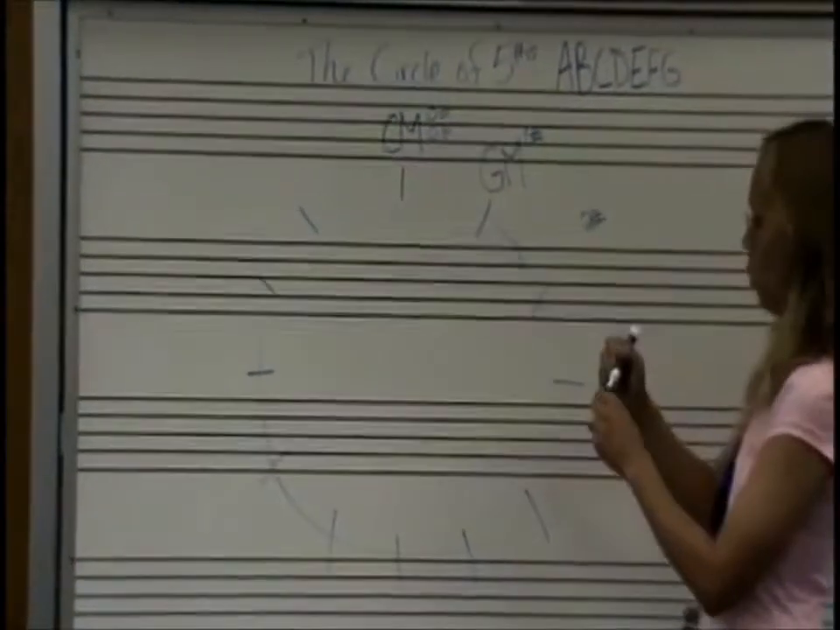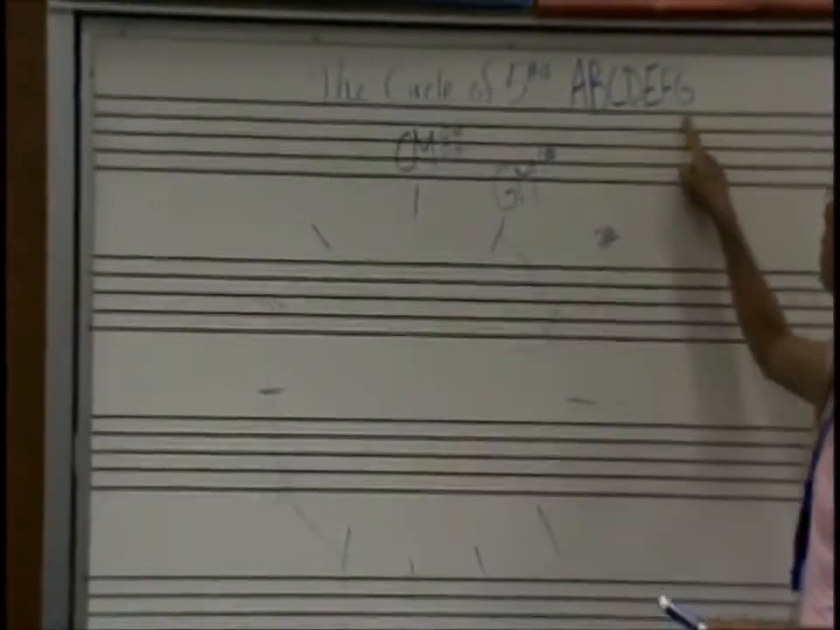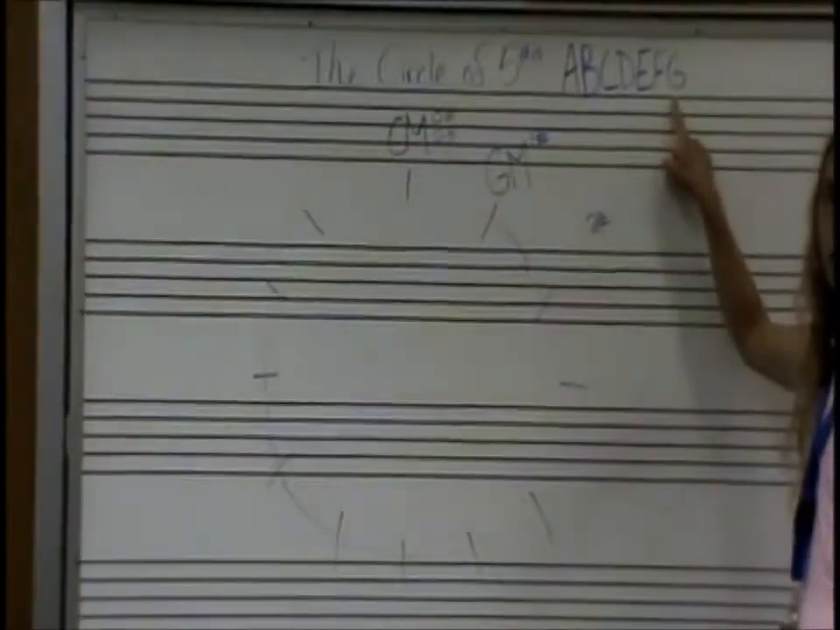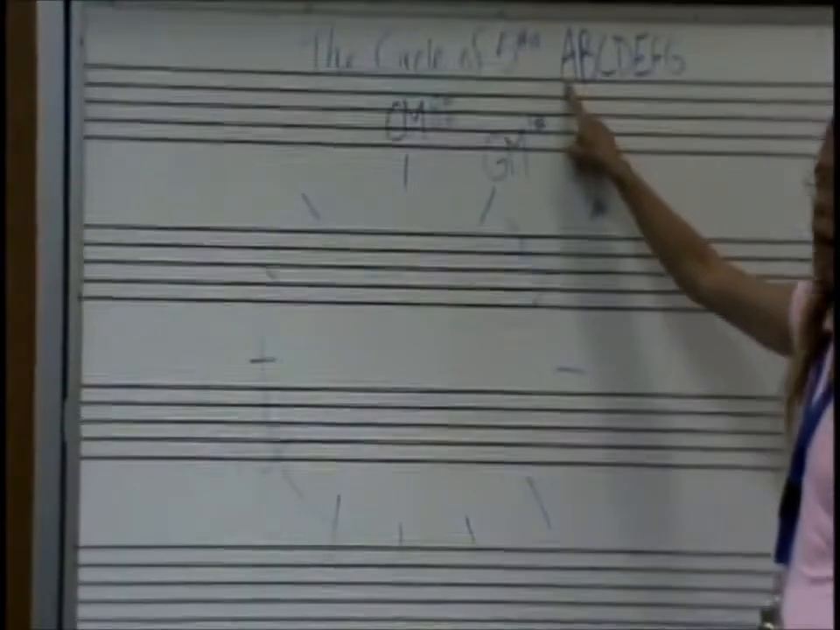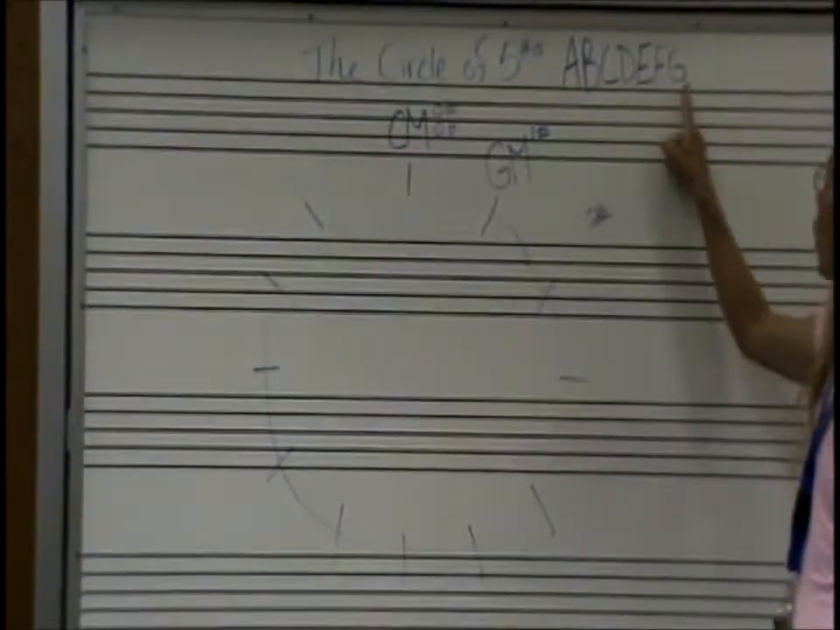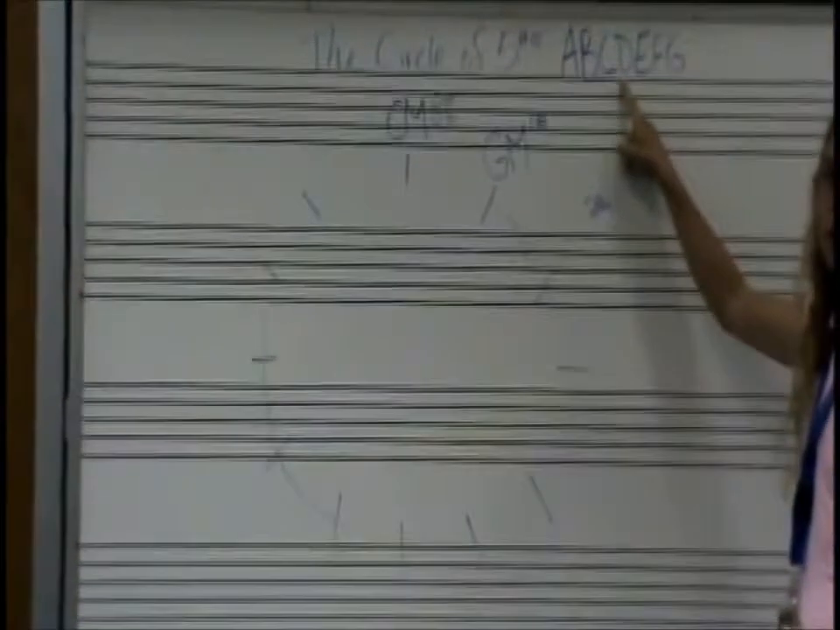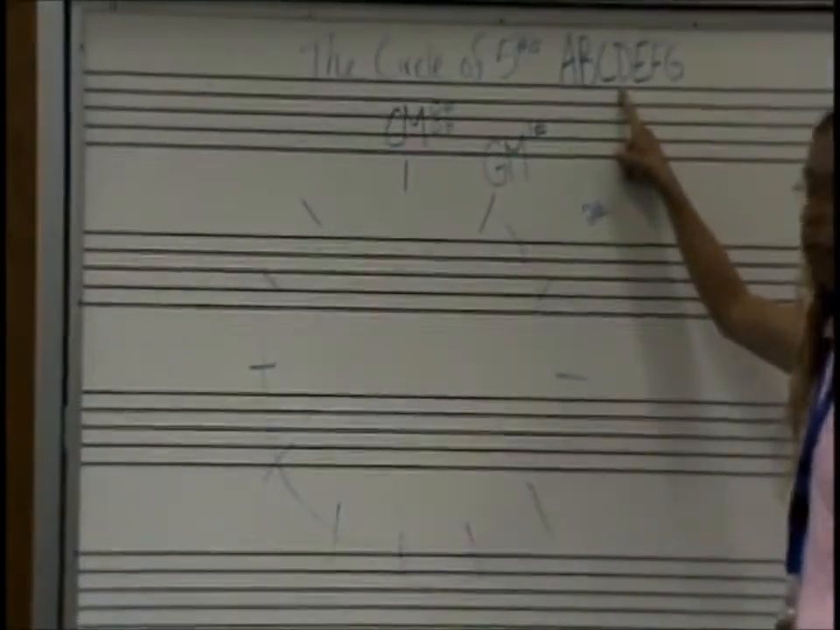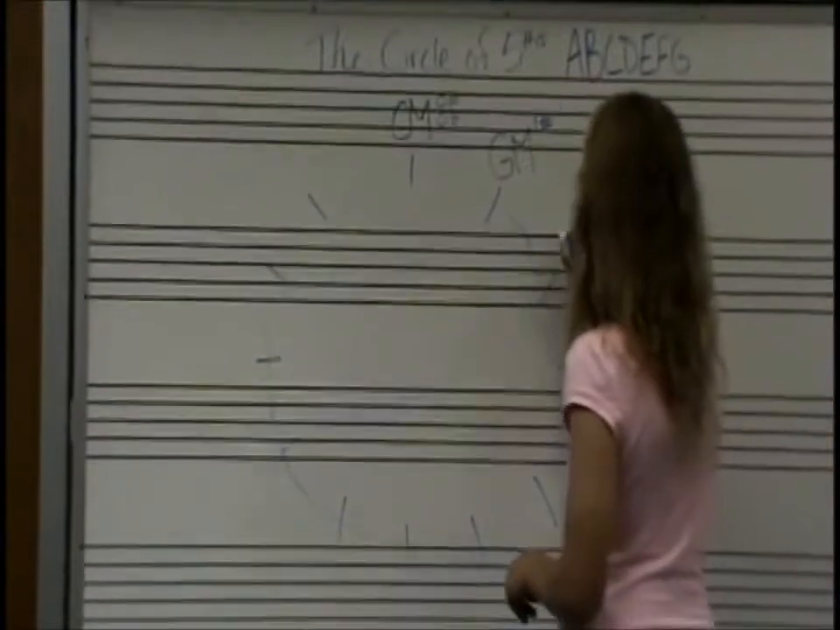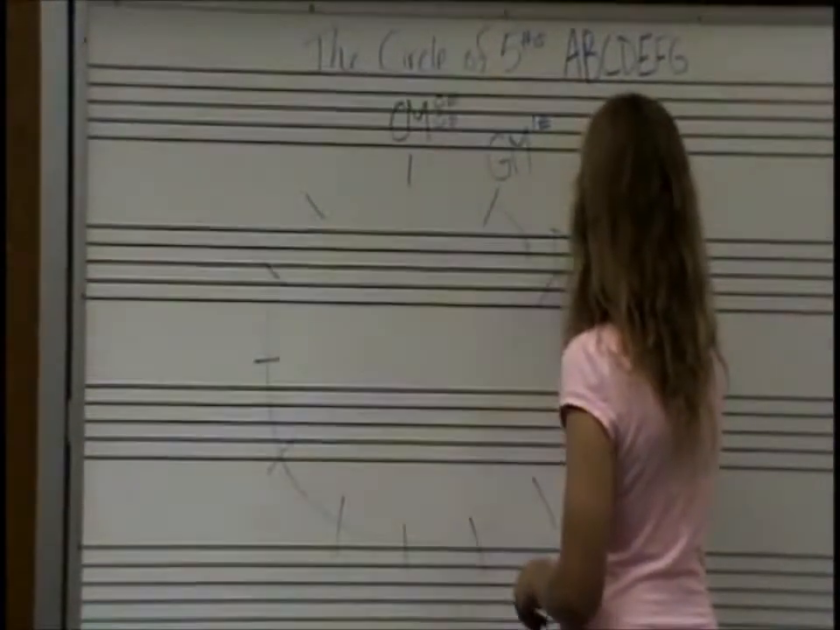Once again, we're going to start on the letter that we left off with. So G is going to be 1. Now we go back to A, and that's going to be 2. So 1, 2, 3, 4, 5. Our next letter is going to be D major. Capital D, capital M.